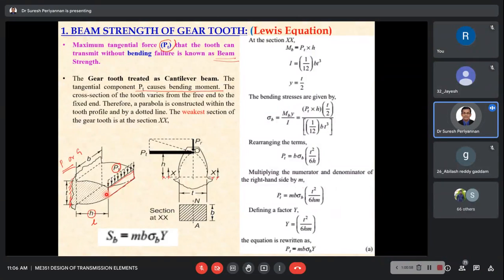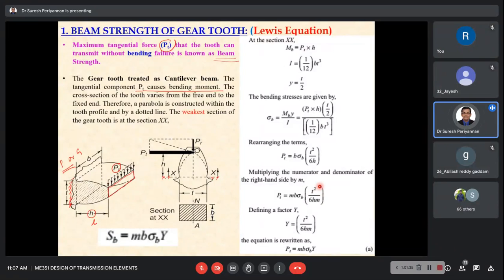Now I am not going to change the equation. I would just like to multiply and divide by m, so the equation value doesn't change. Now PT is m into b into sigma b into t squared divided by 6hm, where m is nothing but our module. Now this t squared by 6hm is nothing but a factor.